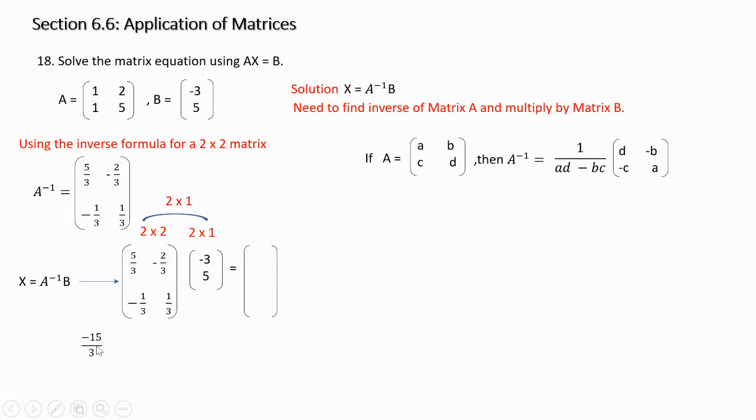5/3 times negative 3 will give us negative 15 over 3, plus negative 2/3 times 5 will give us negative 10 over 3. If we add them, it's going to give us negative 25 over 3. So that goes on the first slot. Now we do negative 1/3 times 3, which will give us negative 3 over 3, and then we add 1/3 times 5, which gives us 5 over 3. The answer will be 8 over 3. So that's the solution for the second part.